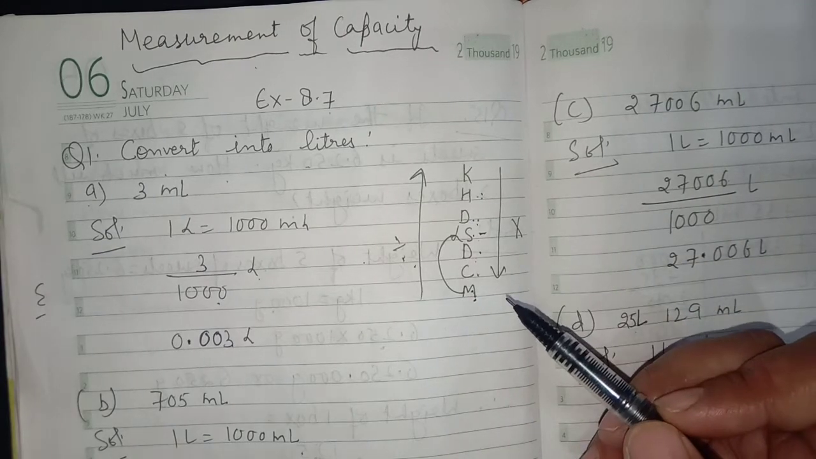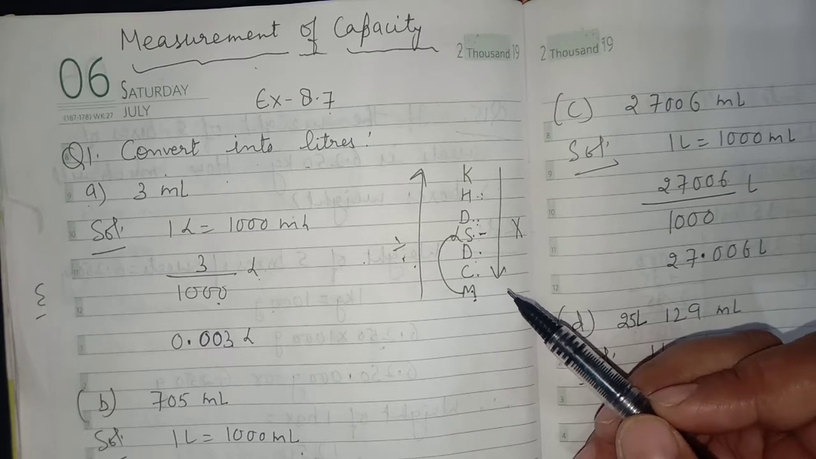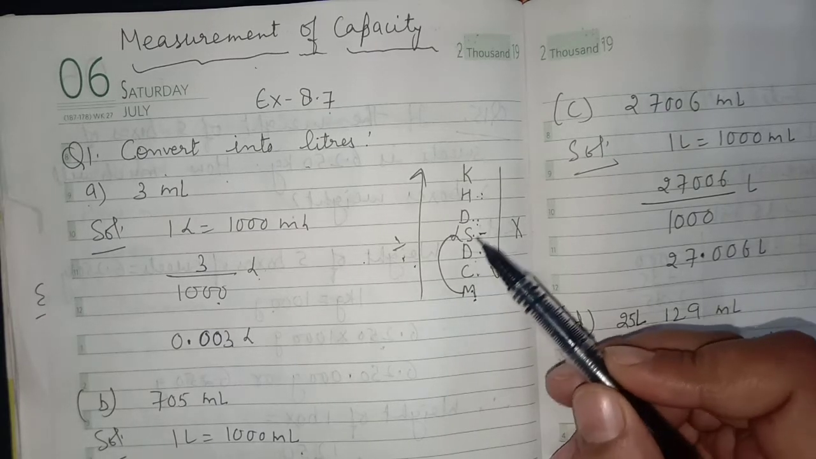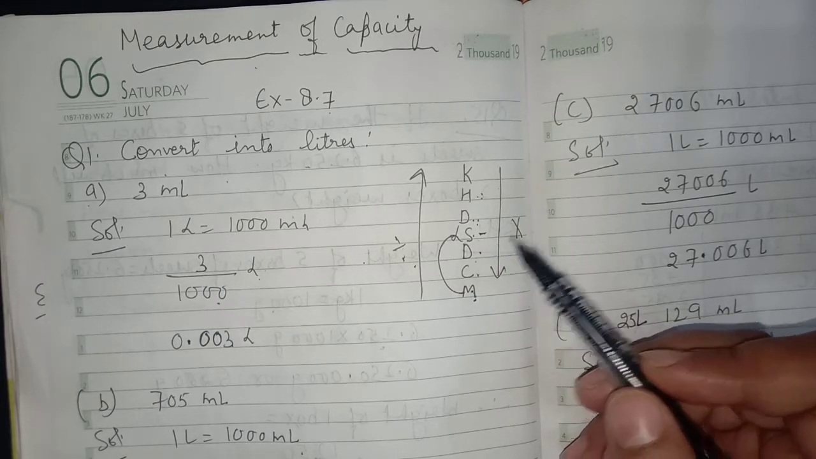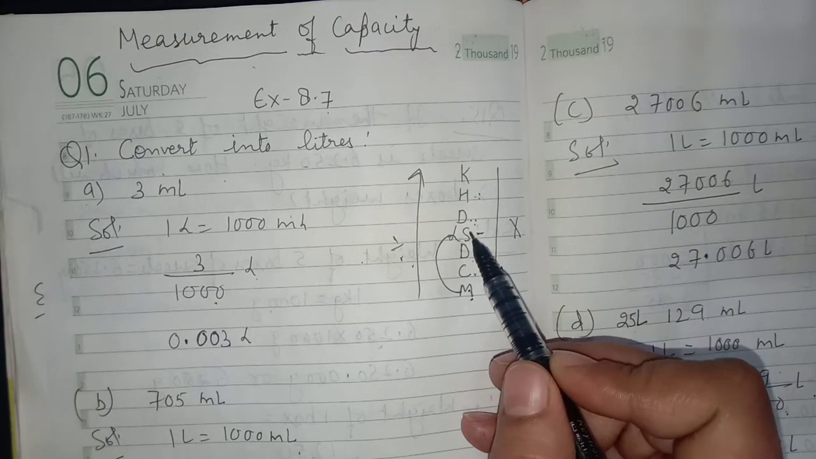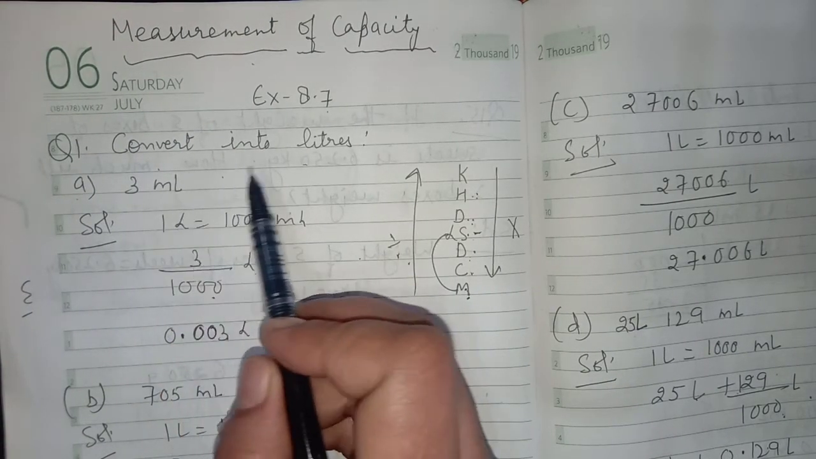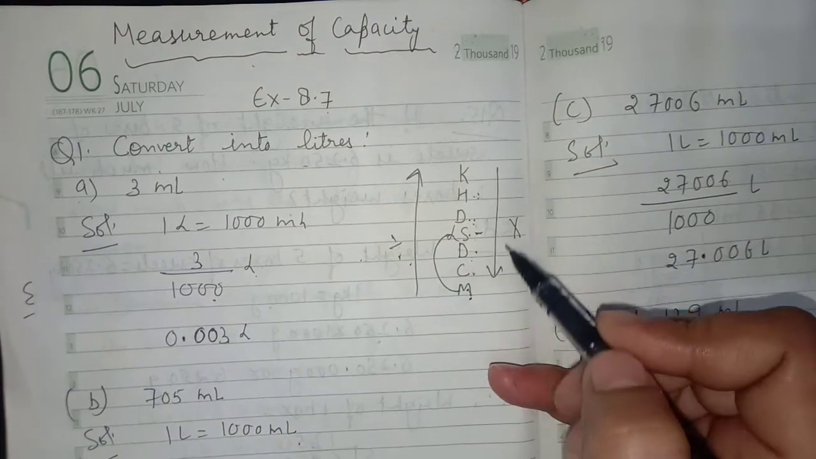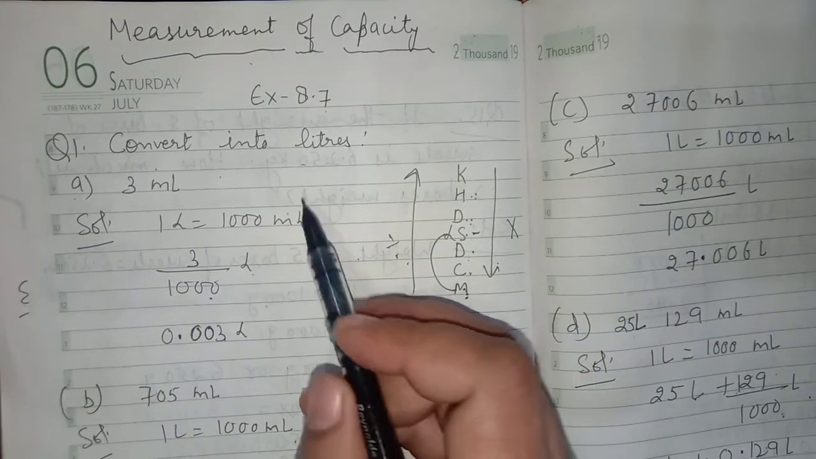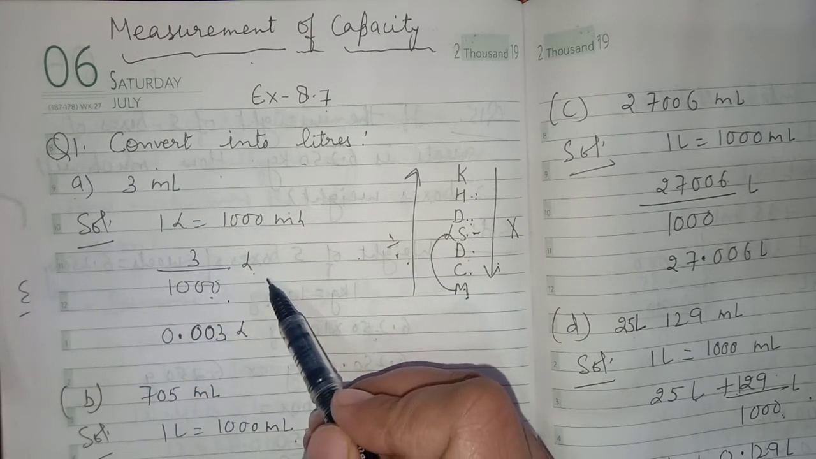Now we have to divide. We have to see how many zeros there will be when we divide. The number of steps we go upward will be the number of zeros along with 1. Here we are going 3 steps upward. So we have to convert 3 milliliter into liter. 1 liter is equal to 1000 milliliter, so we have to divide 3 milliliter by 1000 so that it can become liters.